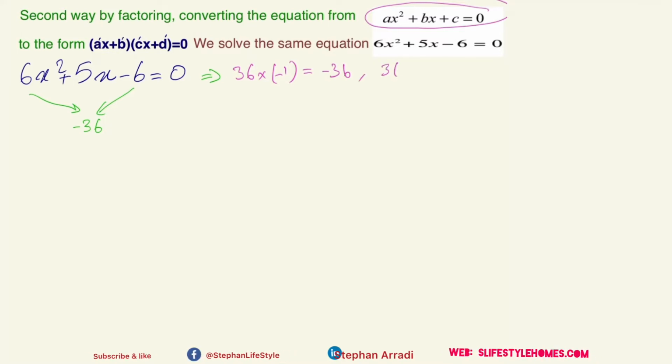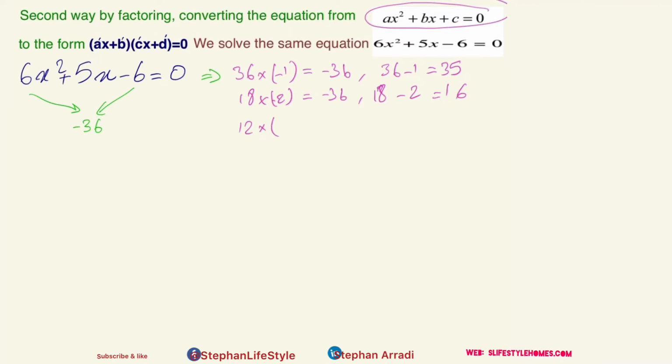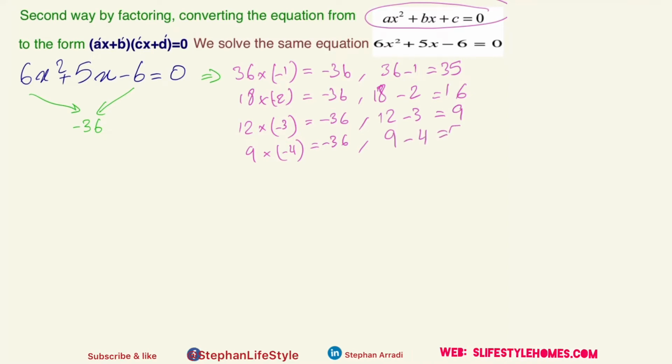However, 36 minus 1 is 35. And we have 18 multiplied by negative 2 is equal to negative 36, but 18 minus 2 is equal to 16. The third pair is 12 multiplied by negative 3 is equal to negative 36. However, 12 minus 3 is equal to 9. We have 9 multiplied by negative 4 is equal to negative 36. However, 9 minus 4 is equal to 5.